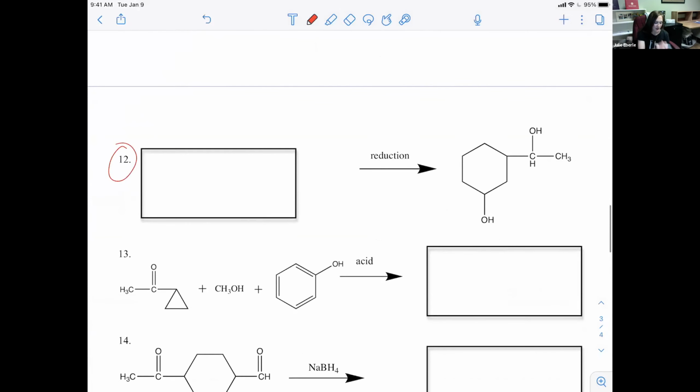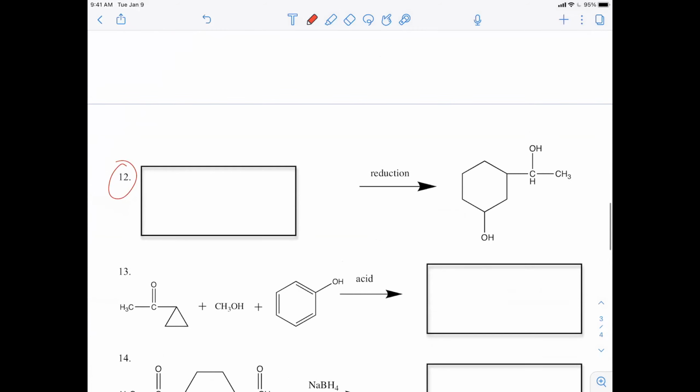Anybody get stuck on 12? I haven't had time to look at it. Oh, that can't be good. I'm sure it still works. Okay, it still works.